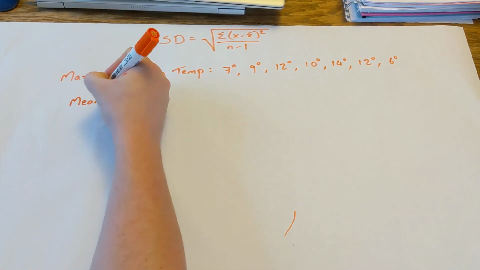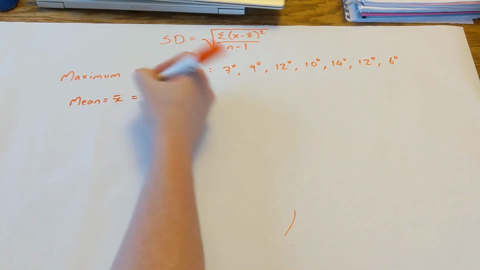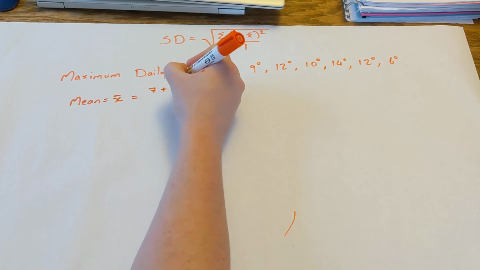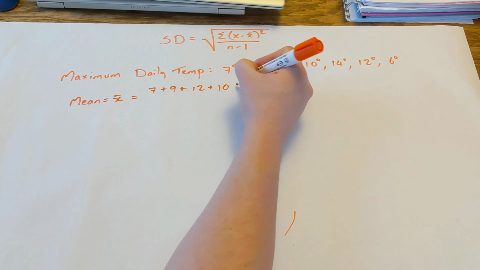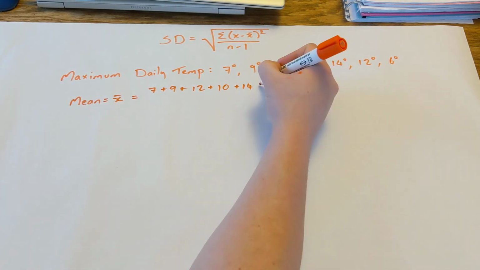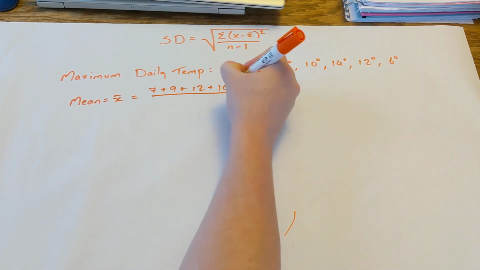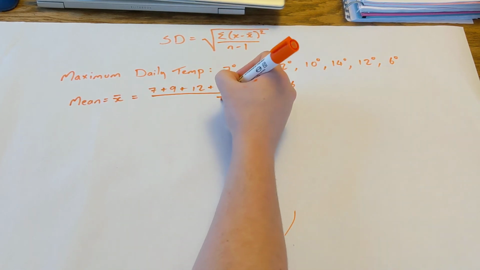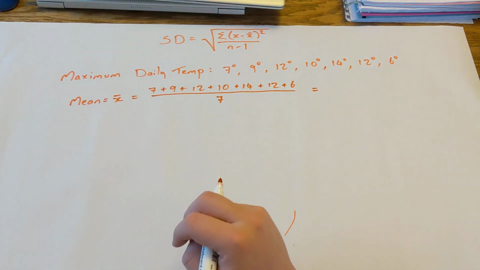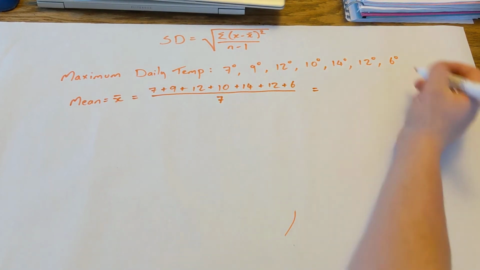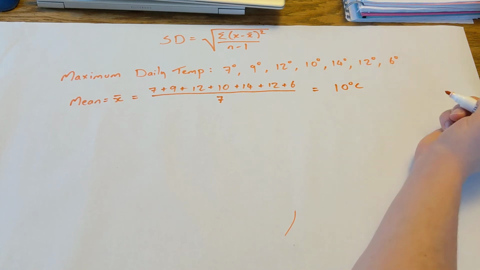Okay, so we're going to do that, but remember that uses this symbol. So our mean is going to be 7 plus 9 plus 12 plus 10 plus 14 plus 12 and plus 6. And we're going to divide that by 7 because that's how many of them there are. And when we do that, we add those all up on our calculator, divide it by 7. That gives us that the mean temperature is 10 degrees. Okay, we'll put degrees Celsius.